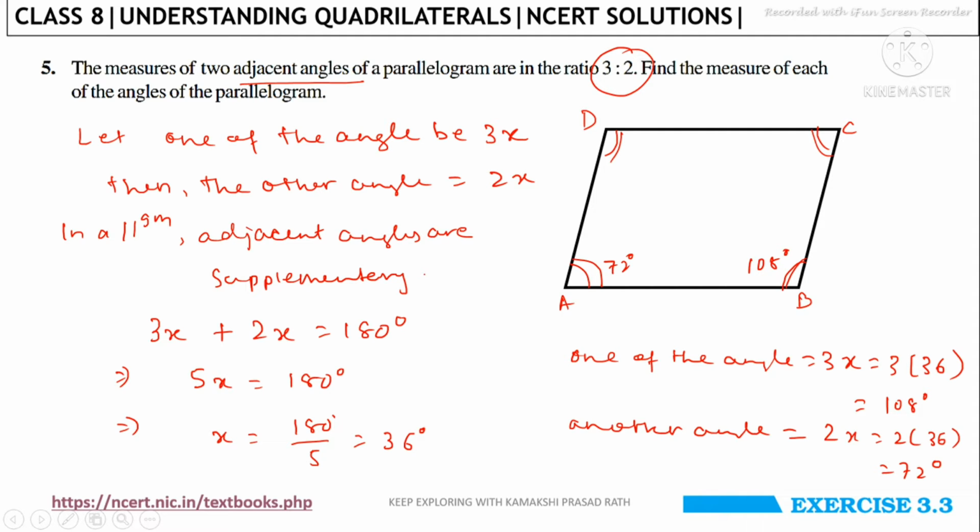These are adjacent. In a parallelogram, opposite angles are equal, so if angle A is 72, angle C is also 72. If angle B is 108, angle D is also 108. In this way we can find the measure of each of the angles of the parallelogram. Once we know any one angle, the other angles can be easily found. Let's move on to the next question.